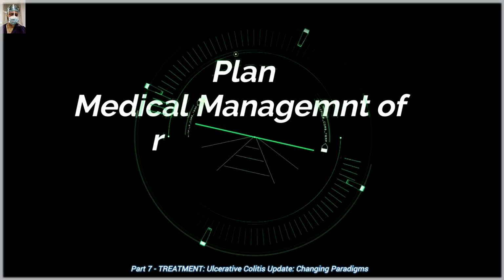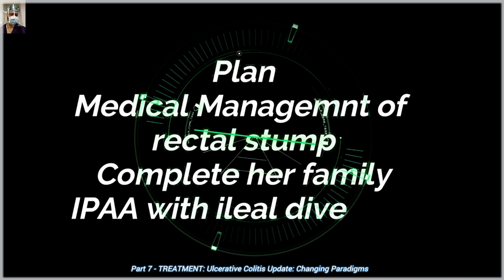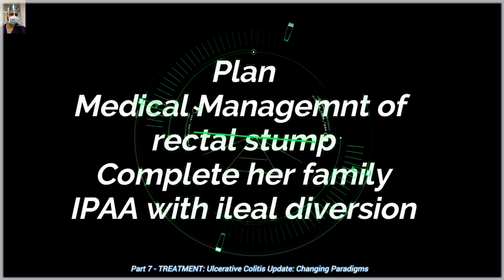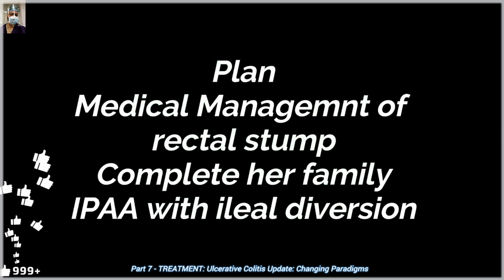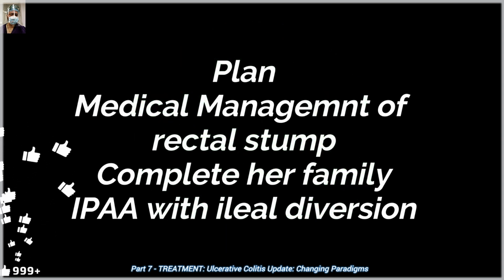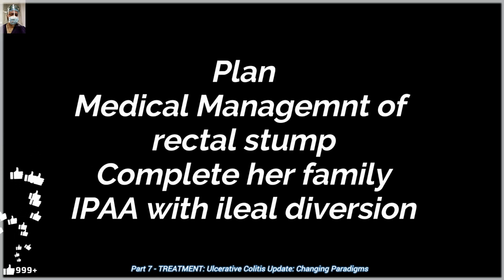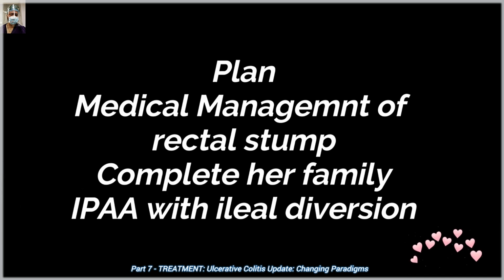For further managing the rectal stump in this patient, we managed with medical management in the form of mesalamine enema and hydrocortisone foam enemas, and maintenance therapy with mesalamine enemas. The patient responded well, and we counseled the patient to complete the family. After completion of the family, the patient was taken up for completion proctocolectomy, and we did an ileal pouch anastomosis and covering loop ileostomy. The patient recovered well.